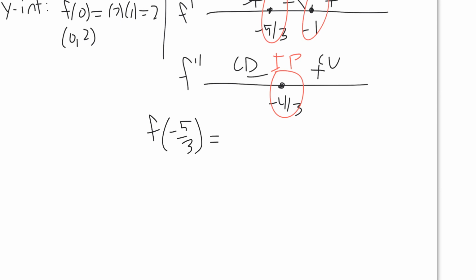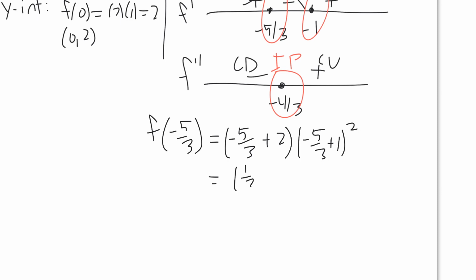All right, so hopefully you gave it a try. You should be getting the following. Negative 5/3 plus 2 times negative 5/3 plus 1 squared, which will work out here to 1/3 times negative 2/3 squared, which will give us 4/27.